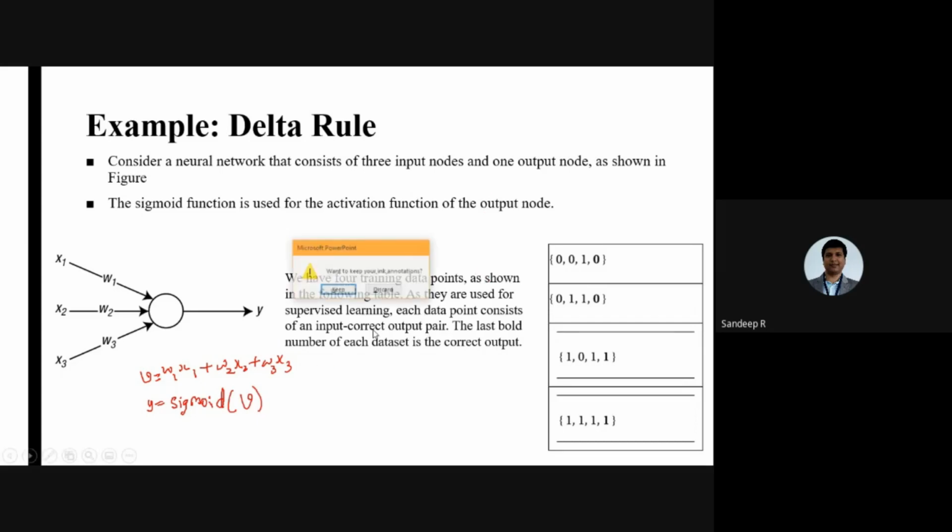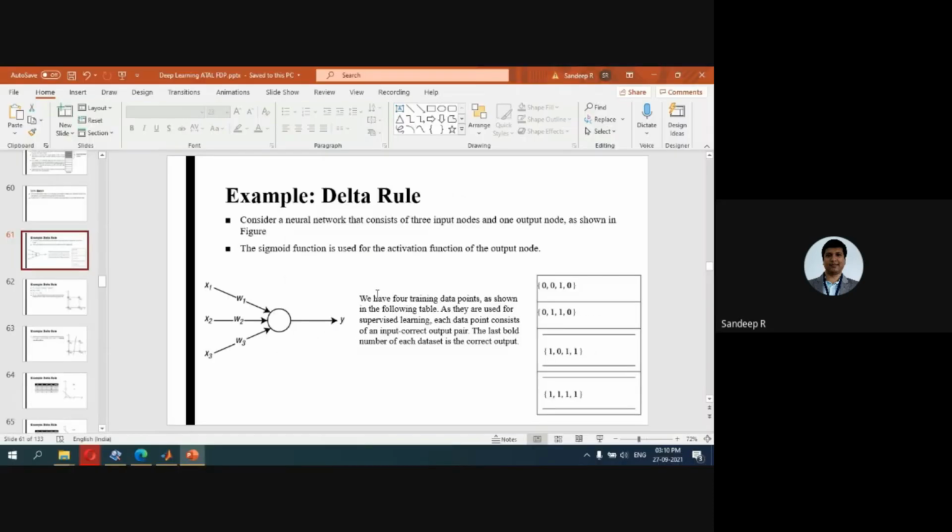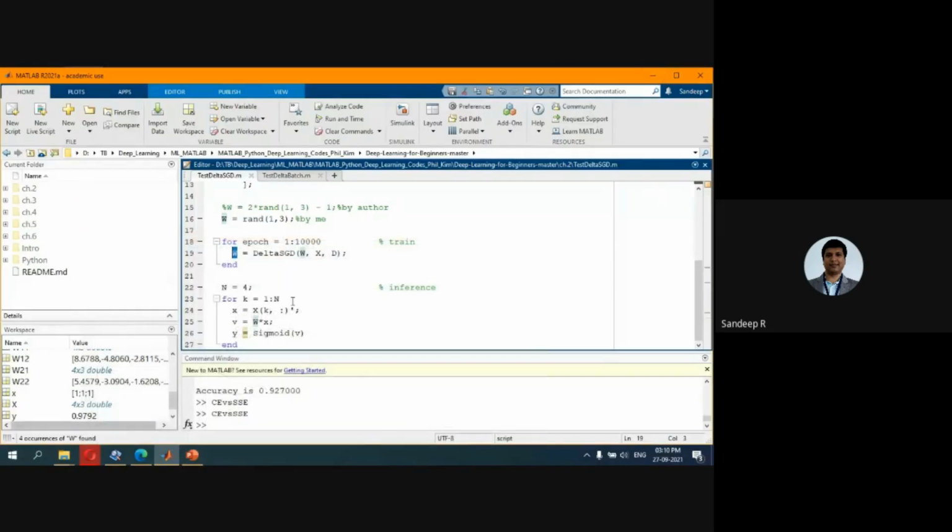So let me go now. X is the input, and V is equal to the weighted sum of the inputs, in matrix notation, and output is the sigmoid of V. So we have the updated weight, we have trained it. But let me go into what is inside this. We are using the delta rule and the stochastic gradient descent method, so weight updation would happen every time.